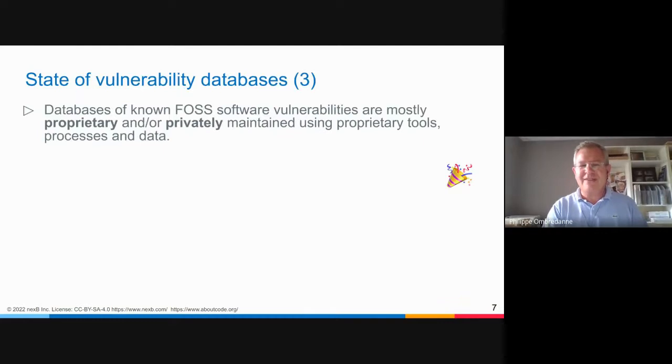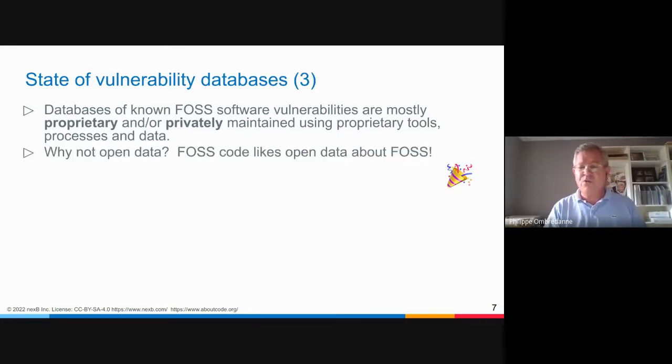So let's look a bit further at some of our other issues that are problematic in this space. Most of the databases that exist today that report vulnerabilities, that is security bugs, about free and open source software, tools, and packages and libraries are mostly proprietary, and or if they're proprietary entirely, they are maintained privately behind closed doors using proprietary tools, processes, and data. It's a real problem because we're talking about open code and open source code, and we really think that it's essential that open source tools and open source code depends and relies on open data and open source tools themselves.